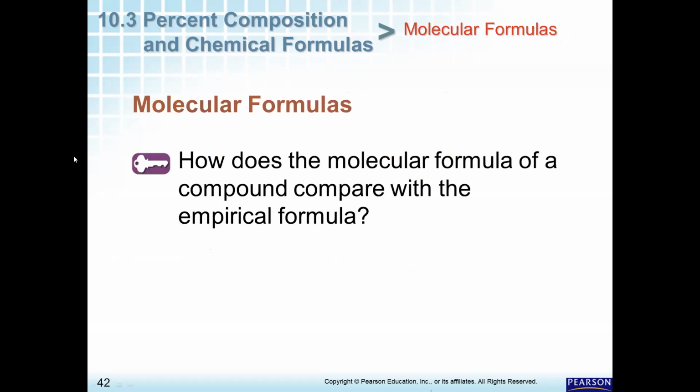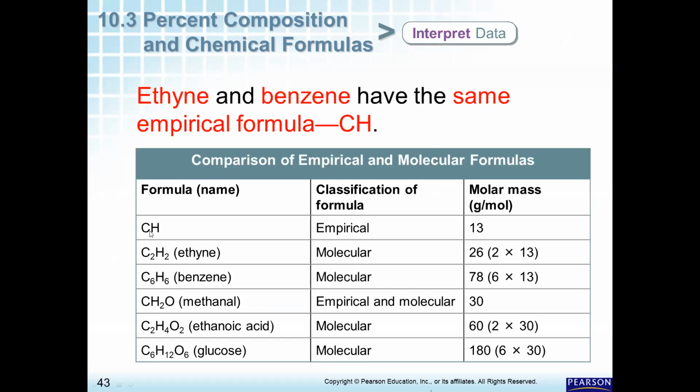Okay, the molecular formula again and the empirical formula. As I said, this is actual, the other one is the lowest whole number ratio. But I want you to look at this table to see in terms of the numbers, how they are related. This is ethine, which is C2H2.